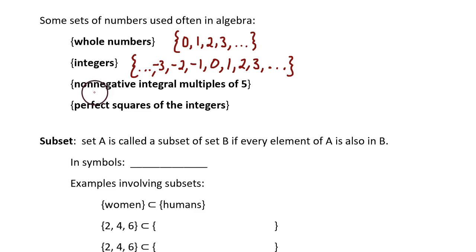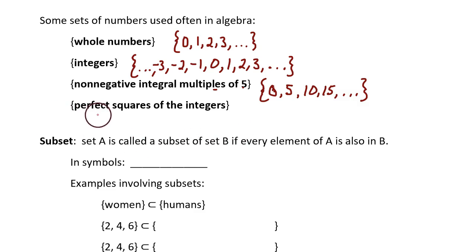Next example, non-negative integral multiples of 5. Let's list those. So non-negative, we don't want to have any negative numbers in our list. We want to have multiples of 5. So the first multiple of 5 that's non-negative would be 0 times 5 makes 0. Next, 1 times 5 is 5. 2 times 5 is 10. 3 times 5 is 15, and so on forever.